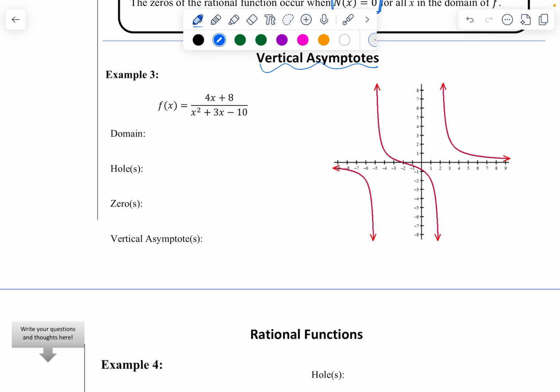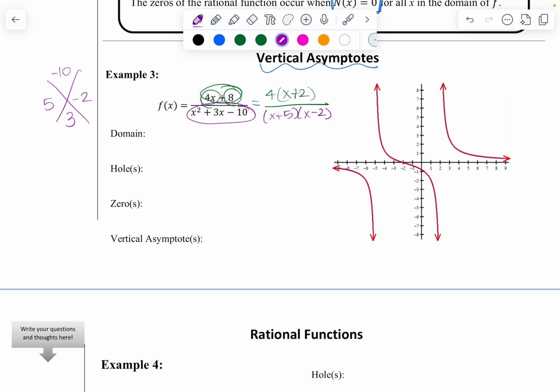So just as a rule of thumb, especially with rational functions, you're just going to want to factor everything that you can. I can see here in my numerator, I can take a greatest common factor of 4 out, and I know 4x divided by 4 is x, 8 divided by 4 is 2. And then I'm going to factor the denominator. So that's what multiplies to negative 10 and adds to 3. We get 5 and 2 where 2 is negative. And this becomes x plus 5 and x minus 2.